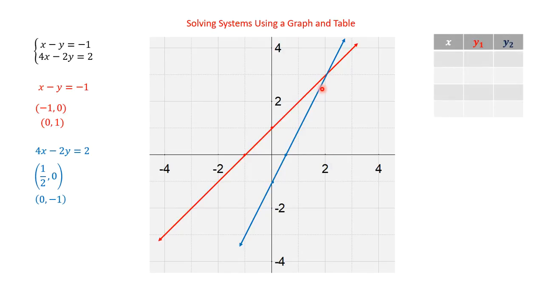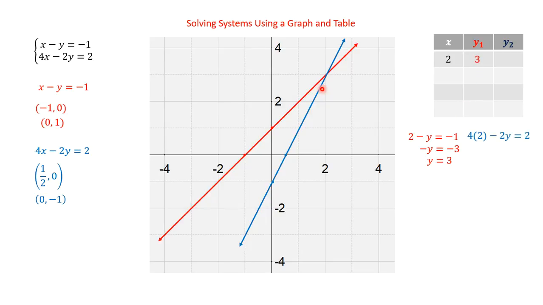Let's try that. We're going to plug in x equals 2 to the equations and solve for y. So in the first one, we have x minus y equals negative 1. So 2 minus y equals negative 1. We can subtract the 2, negative y equals negative 3, divide by negative 1 or multiply by negative 1, y equals 3. So the first one, the red one, we have y equals 3.